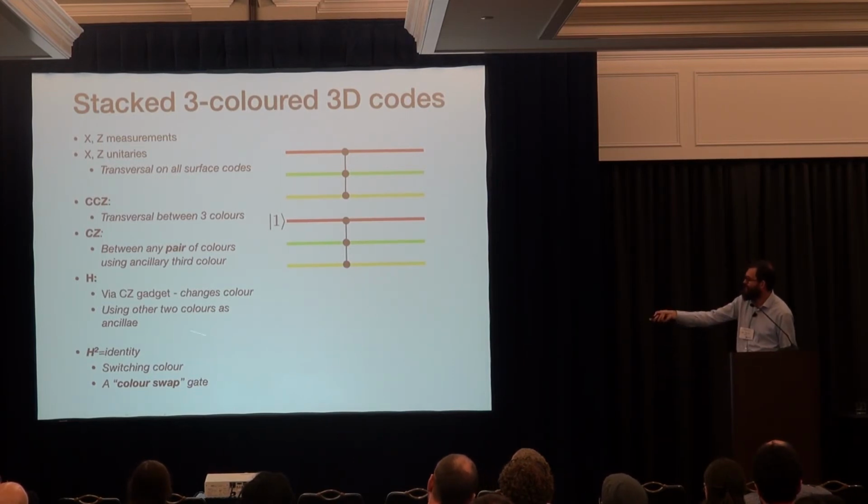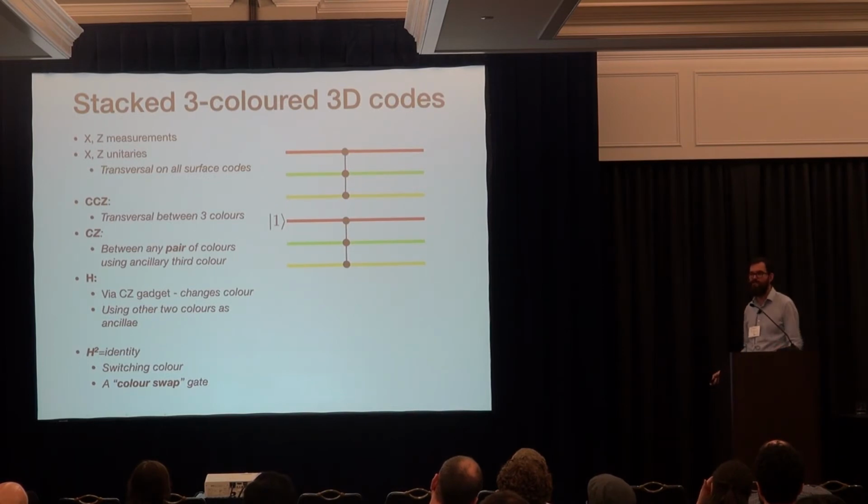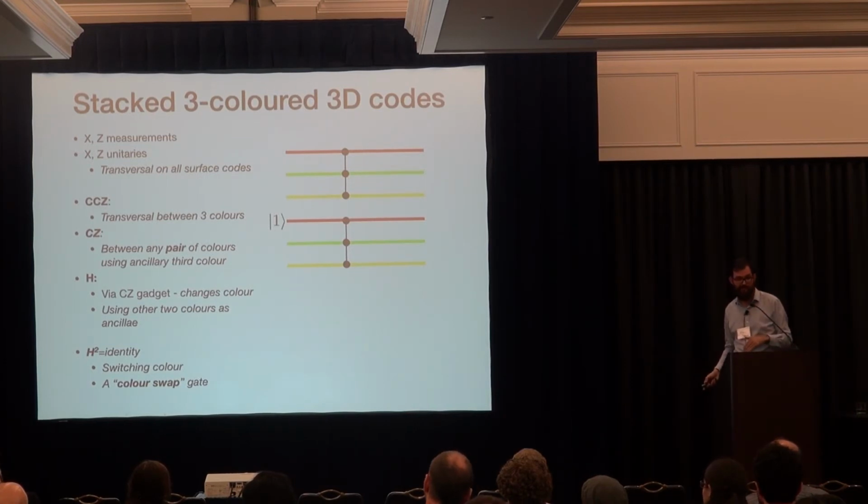But of course, we can apply the Hadamard gate twice. That gives us the identity operation, and that allows us to change color twice. But if we change color twice within the choice of 3, that means we can swap our qubit between any two colors as we wish.